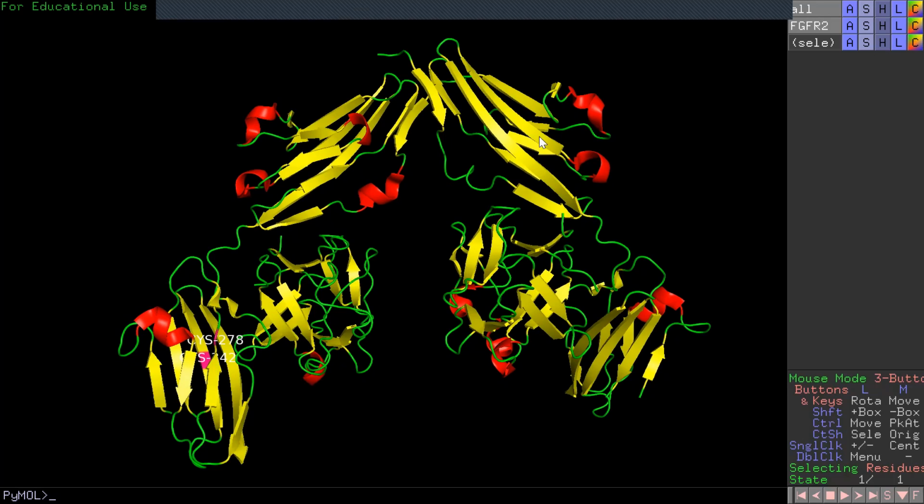So these sheet type things that look yellow are called your beta strands, and these coiled red looking structures are called your alpha helices. And these are all connected by these green wire type things that we call your random coils. And it's when all of these join together that we get this huge protein molecule blob that we saw in the last video.